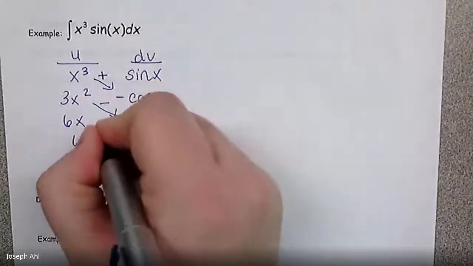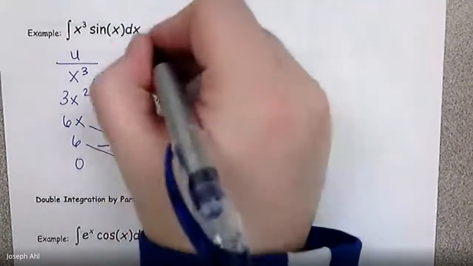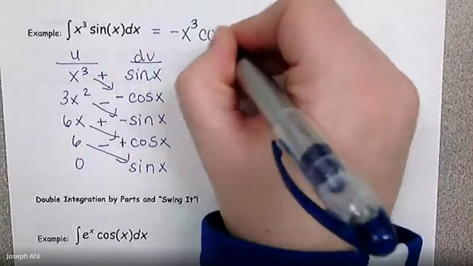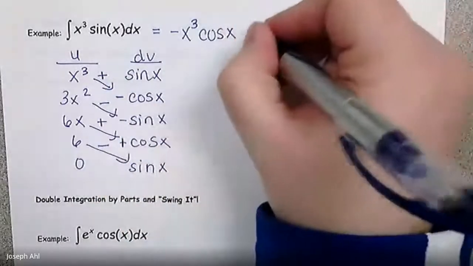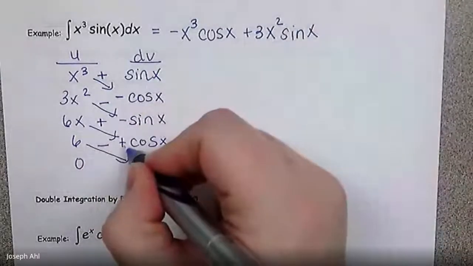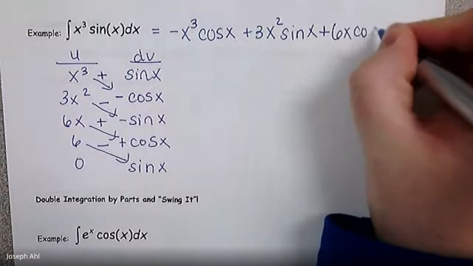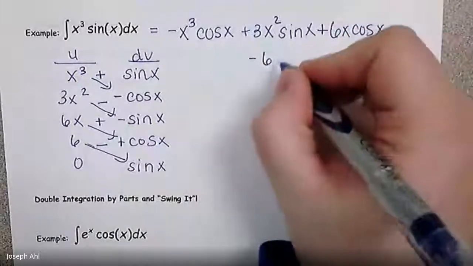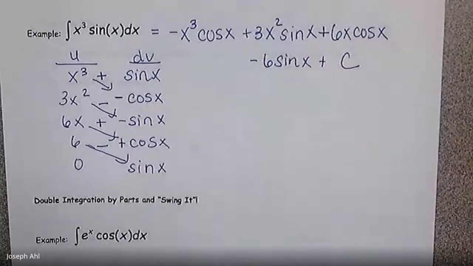Now that I have that, this is the positive product, negative, positive, negative. Alternate those signs. The first term for my integral is going to be negative x cubed cosine x. And then when I negate this negative here, it becomes positive 3x squared sine x. Here we're doing positive, positive, so plus 6x cosine x. And then finally at the end, minus 6 sine x, and then plus C.